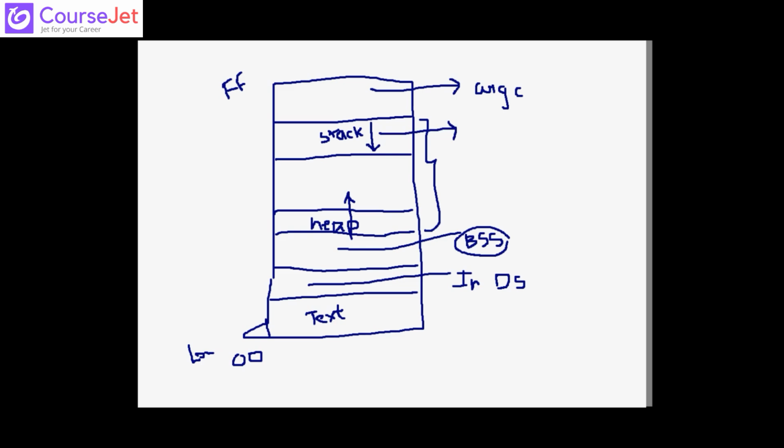And other than that, as I said, this is something like it is growing downwards. So this is like last in, first out. Whatever comes last will go first. The stack will have this feature, last in, first out.